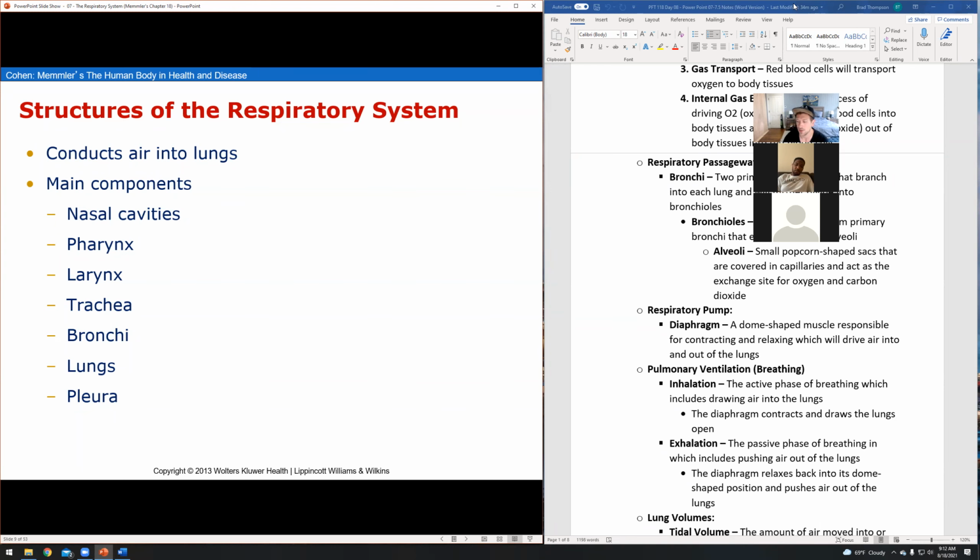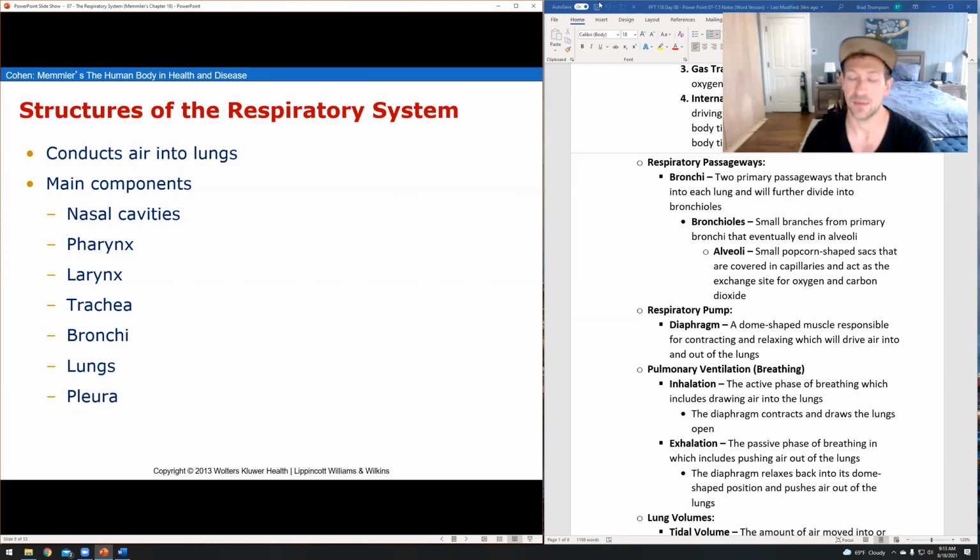So let's take a look at some of the structures here, right? If we're going to talk about some of the anatomy within our respiratory system. Your respiratory system's anatomy, and NASM's going to break this down for sure in just a little bit, is broken into two primary sections. That's going to be your respiratory pump and your respiratory passageways. Your respiratory passageways are things that are allowing air to travel into your lungs.